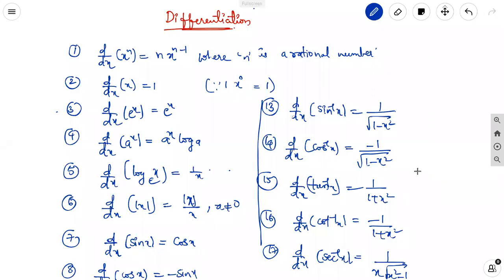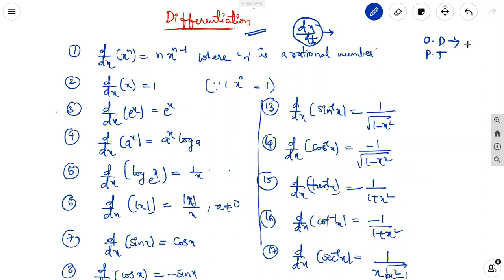Let us discuss some formulas on differentiation. What is the definition of differentiation? Differentiation is nothing but the rate of change of the variable. dx by dt is the notation of differentiation. Two types of differentiation are there: one is ordinary differentiation, another one is partial differentiation.